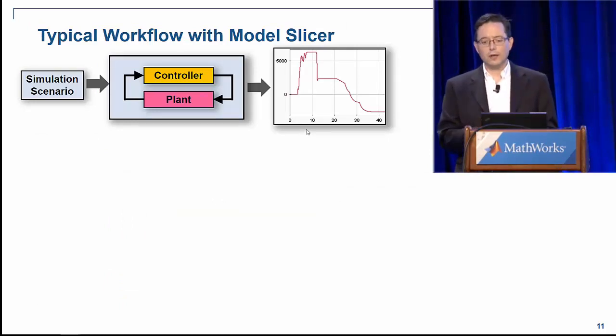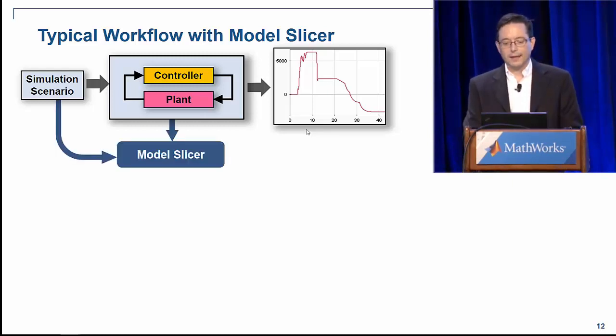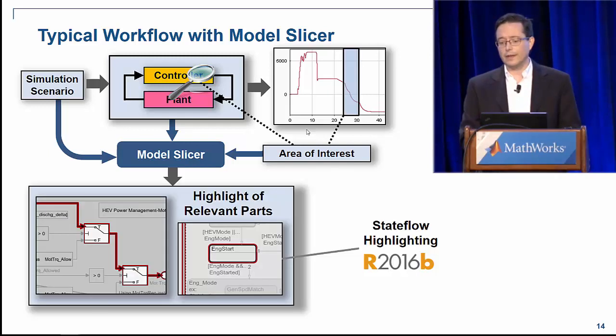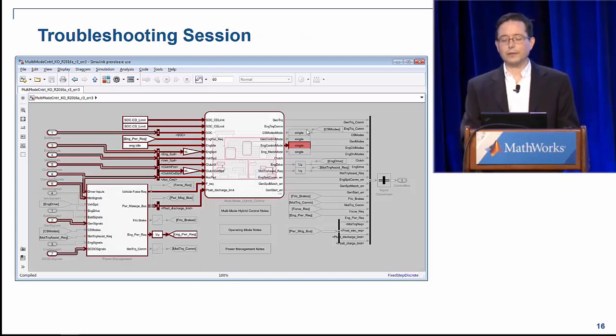In a typical workflow, Model Slicer helps you understand and isolate this type of troubling behavior. It takes models and simulation scenarios as input, and when given an area of interest expressed as a portion of the design, a block or a signal of interest, and a time interval, it highlights the relevant parts of your model. And as of 2016B, this includes the active parts of your Stateflow diagrams. And you can interactively adjust your area of interest to better understand the causes of undesired behavior. So let me show you how this works in practice.